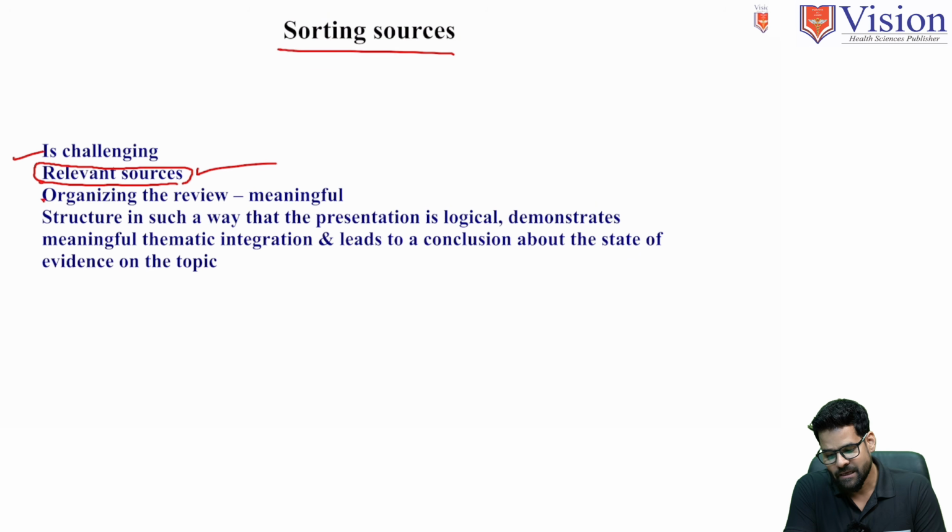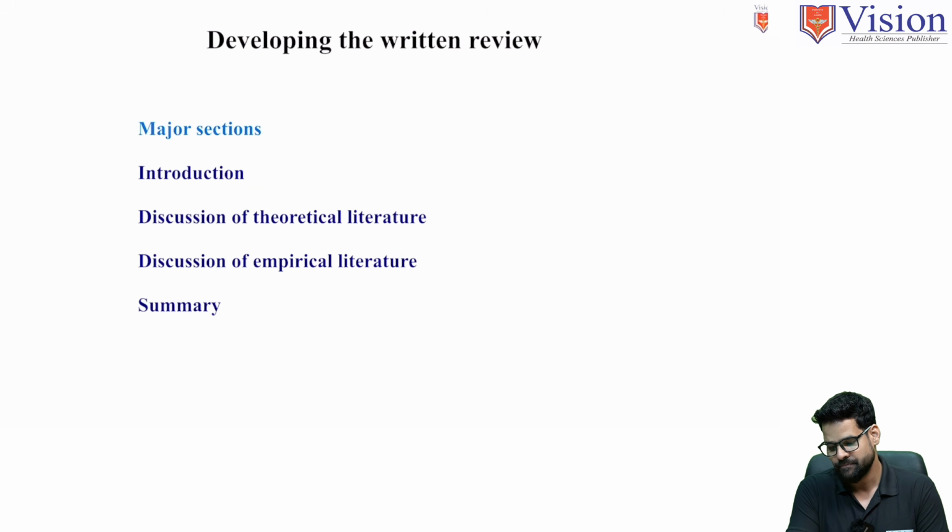Organizing the review in a meaningful manner is really challenging, because I have seen that whenever you write the literature review chapter, all the studies that you compile there look disintegrated. But when you write a literature review, right from line 1 to where you end and write your literature gap, it should be logically and coherently connected. Structure it in such a way that the presentation is logical, demonstrates meaningful thematic integration, and leads to a conclusion about the state of evidence on a topic.